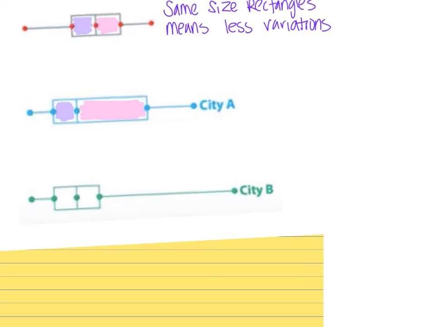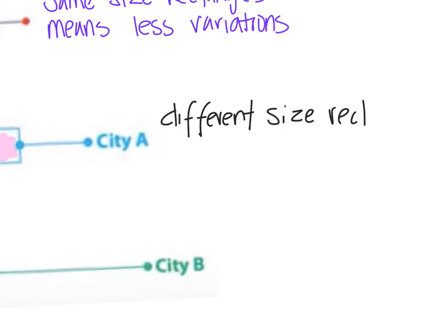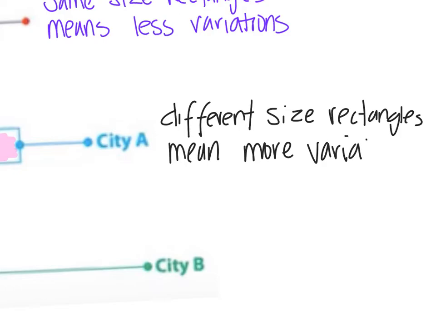So example 2, I'm going to say different, whoops, I'm still on highlighter. Erase real quick. Different size rectangles mean more variation. The numbers are spread out far from each other.